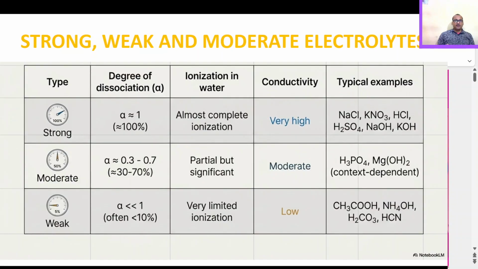So based upon ionization, when the alpha value is 1 or 100%, that is a very strong electrolyte, and we have already given the examples. Similarly, when alpha is 30 to 70%, that is a moderate electrolyte, and the conductivity will be moderate. When alpha is less than 10%, that is a weak electrolyte, and it will have a low conductivity. Examples: acetic acid, ammonium hydroxide, etc.